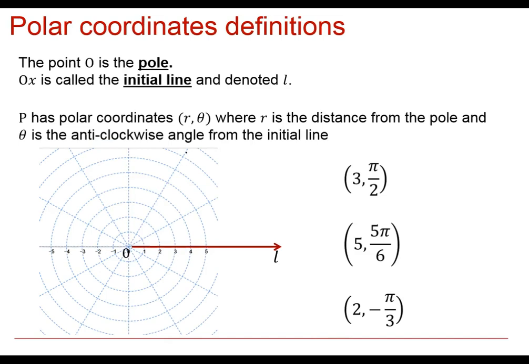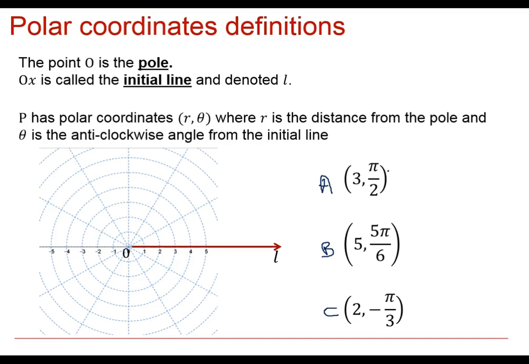Okay, what we're going to do now is plot some polar coordinates on our polar grid. If you remember, each of these polar coordinates is given as (r, theta), where r is the distance from the pole, and theta is the angle we move in an anti-clockwise direction from this initial line. So we're going to plot points A, B, and C.